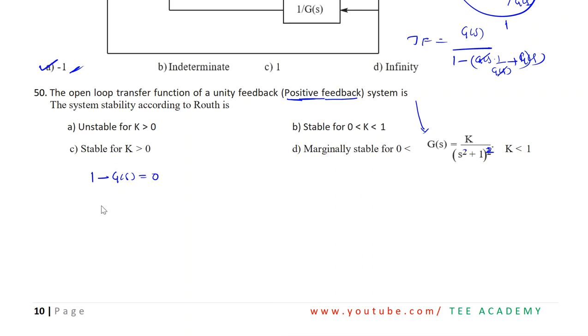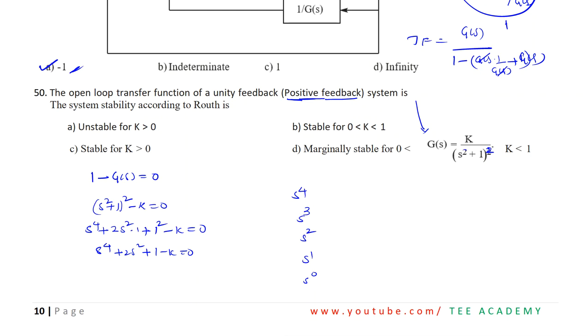Now based on this, (s squared plus 1) whole squared minus K is equal to 0. Now s to the power 4 plus 2s squared into 1. I'm just applying the (a plus b) whole squared formula here: a squared plus b squared plus 2ab minus K is equal to 0. Now s to the power 4 plus 2s squared plus 1 minus K is equal to 0. So if you write the Routh table, s to the power 4, s cube, s squared, s to the power 1, s to the power 0. I'm making the Routh tabulation here directly.